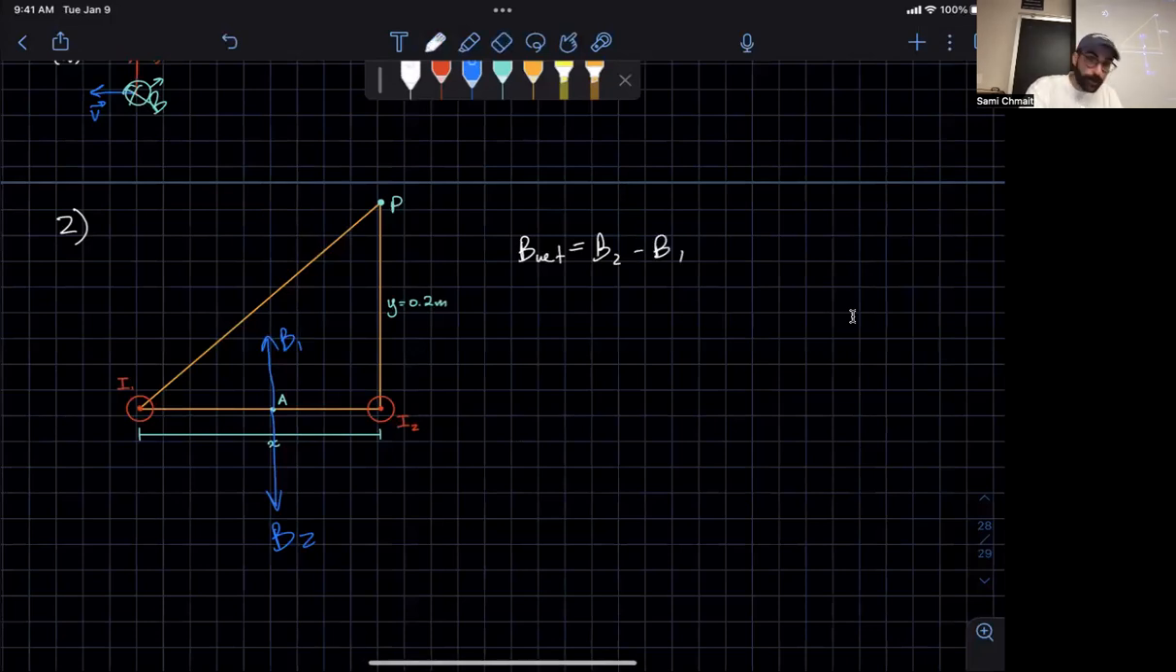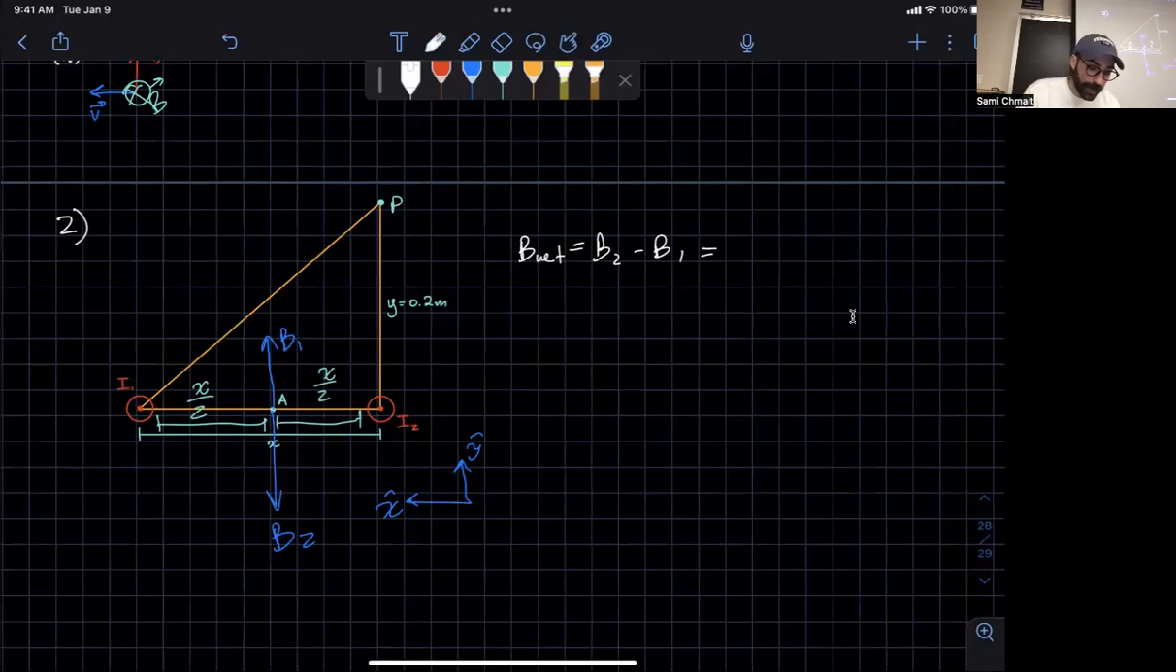Let's first draw a coordinate system. I'm going to draw it this way. And the reason why I write B2 minus B1 is I know B2 is going to be bigger than B1, because I2 is bigger than I1 and everything else between them is constant, right? That mu naught is constant, the 2 pi is constant, and the distance between them is both x over 2. That's the distance from here to here. So that's why I'm doing B2 minus B1.